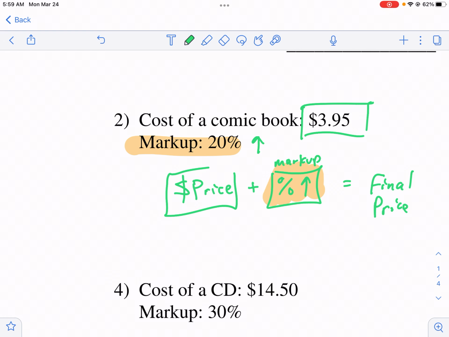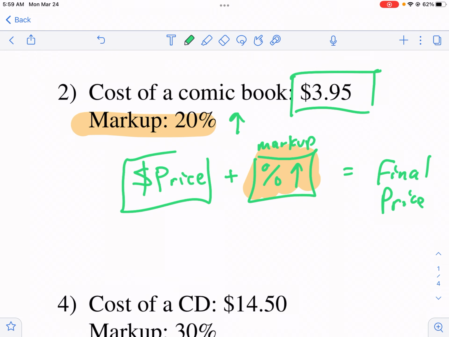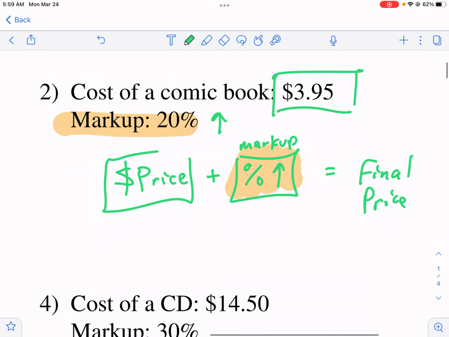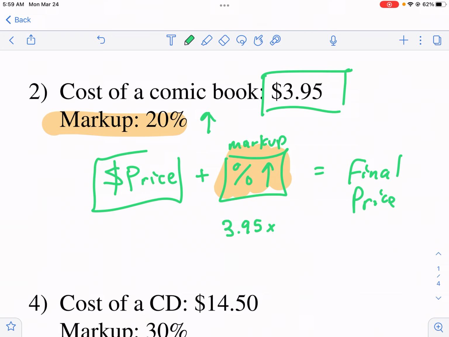So let's talk about how we find this markup. To find the markup, we're given a percent, and we have to multiply the percent by the price of the item. So how much is a 20% markup? We're going to take $3.95 and multiply that. I'm going to use X, though I normally use a dot so I don't confuse it with the decimal point, and I'm going to multiply that by 0.20.